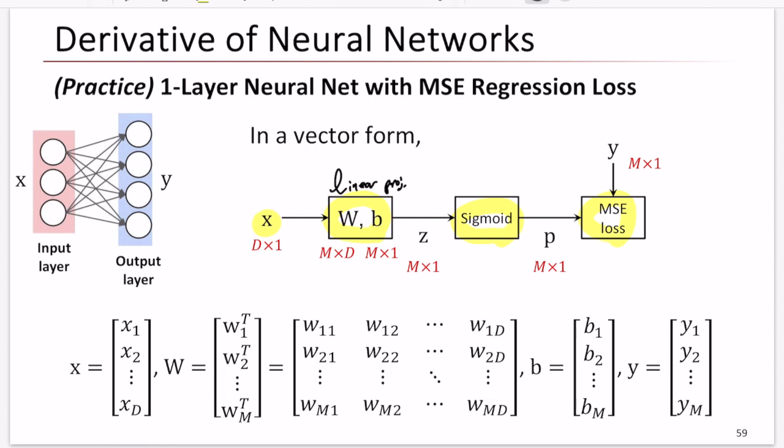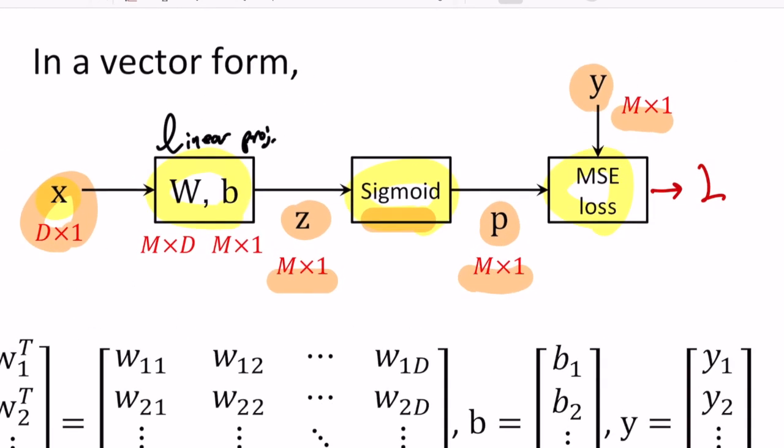The input should be a d by 1 vector, and Z, which was the output of the linear projection layer, should be an m by 1 vector. After the sigmoid function, P should be an m by 1 vector. Of course, Y was an m by 1 vector. So it means that we will have a loss value. So this is our computation graph. In this setting, let's talk about the backpropagation.